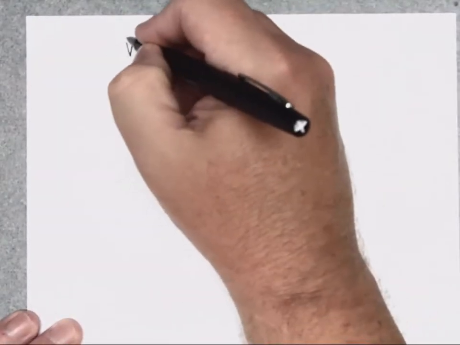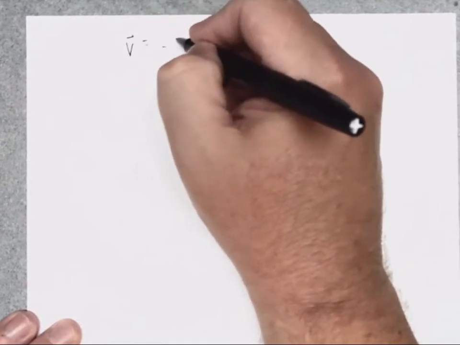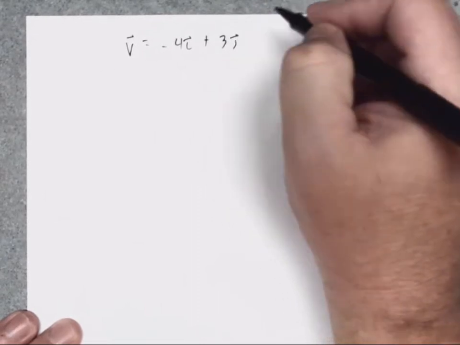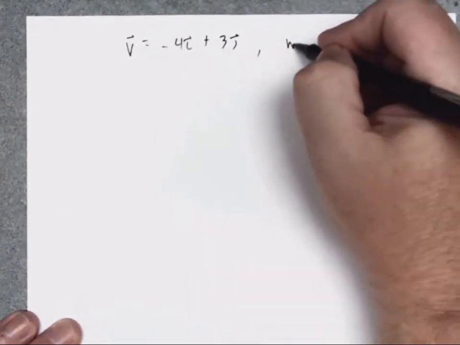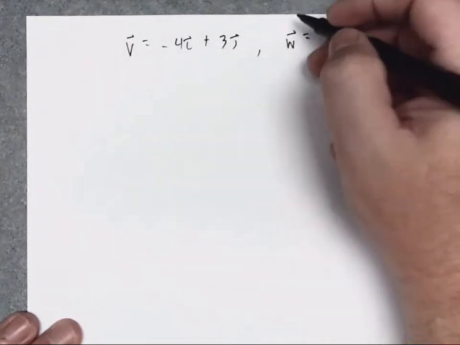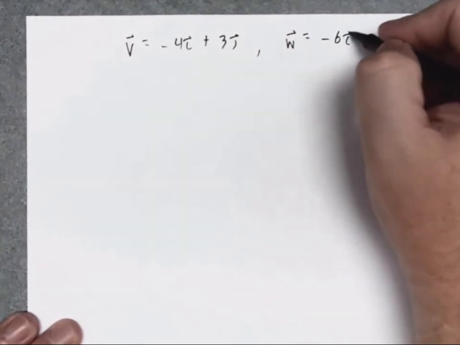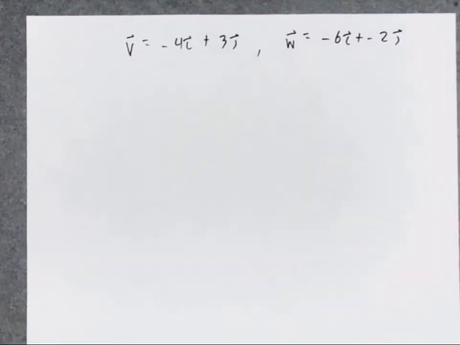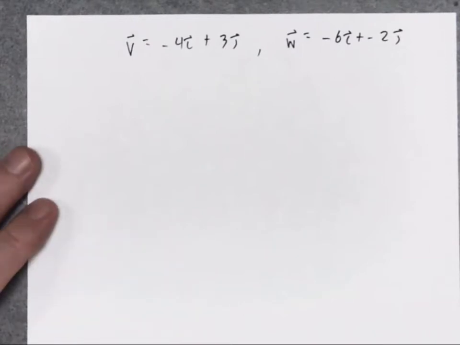So for instance, say vector v is negative 4i plus 3j, and vector w is negative 6i plus a negative 2j. Once again, almost all these problems, a sketch can really help just to keep you from making mistakes.